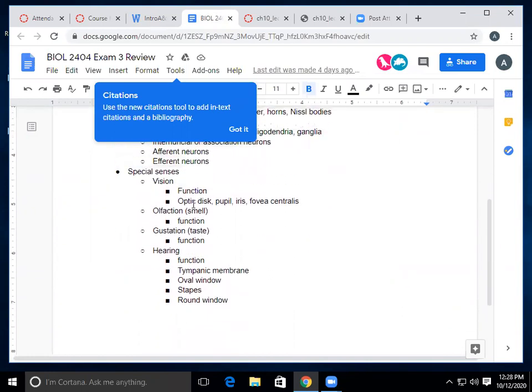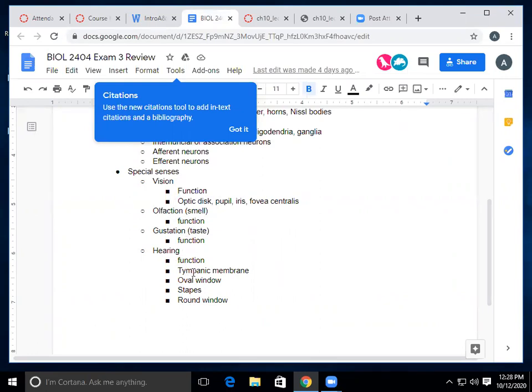For special senses, you need to know the function of basically, what does vision do? You need to be able to articulate that. Know about the optic disc, the pupil, the iris, and the fovea centralis. You need to really know where they are and what they do. You need to know the function of olfaction or smell, function of gustation or taste, hearing. You need to know the function. Also, you need to know about these structures.